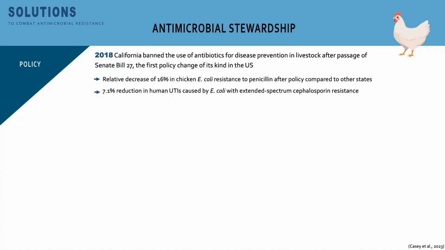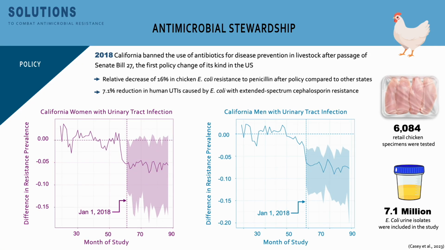California also started requiring a veterinarian's prescription for antibiotics to be used in animals when it passed Senate Bill 27, which also banned antibiotics for disease prevention in livestock. Researchers used this policy change as an opportunity for a real-world experiment to evaluate the human health effects of decreasing antibiotic use in food animals. The researchers found that antimicrobial resistance rates decreased among E. coli populations contaminating California chicken products in the years that followed implementation of Senate Bill 27.